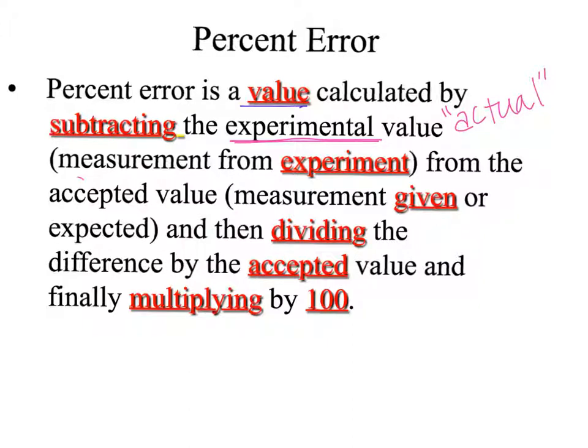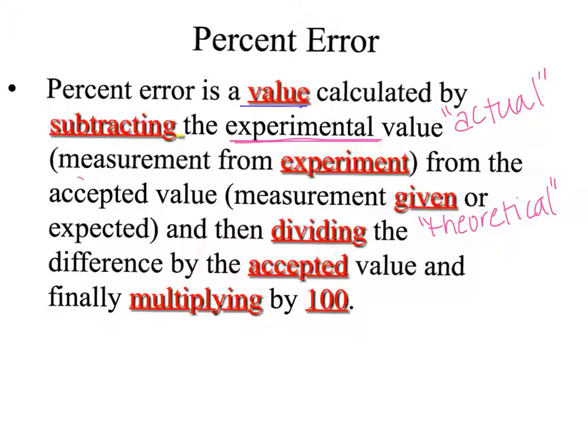okay? From the accepted value, which is the measurement given or expected, once again, that is theoretical. Difference by the accepted value, finally multiplying by 100. So what that means is you use that theoretical value, or that value from a book or what your teacher gives you. You use that one twice in this calculation. You only use yours once. Okay, so if you're using your number twice, you're doing something wrong. And you'll see what I mean in just a second.